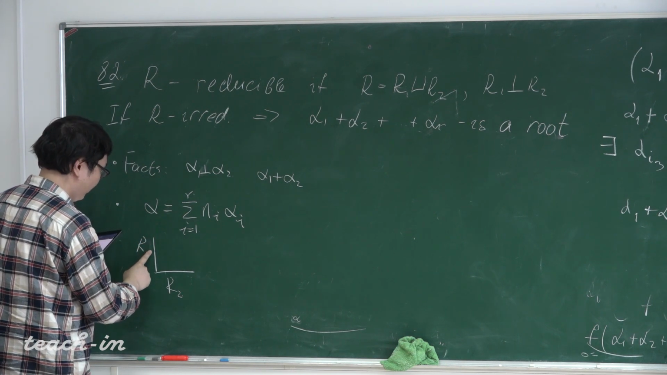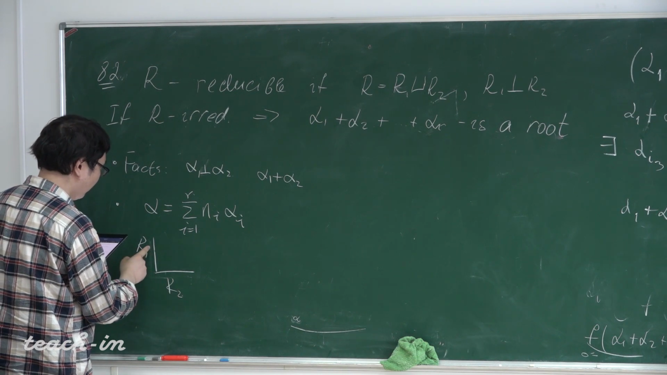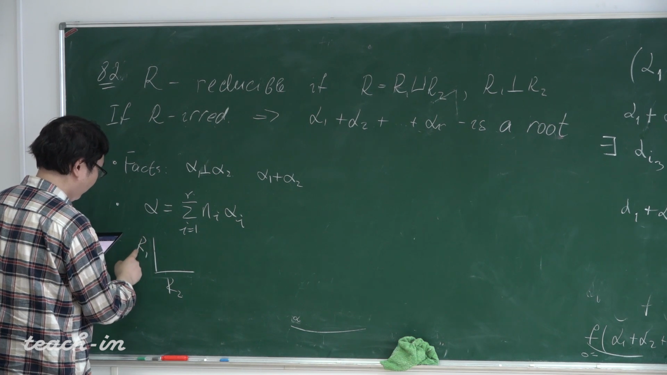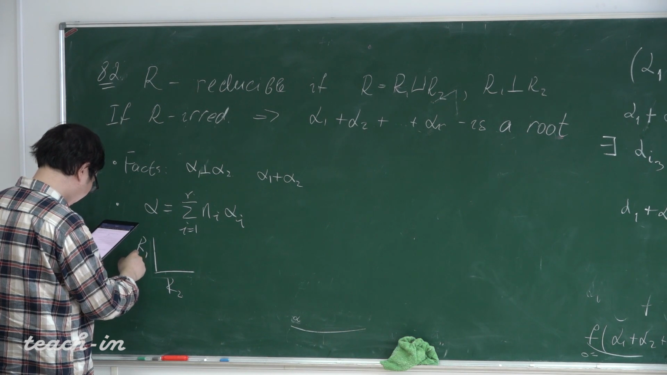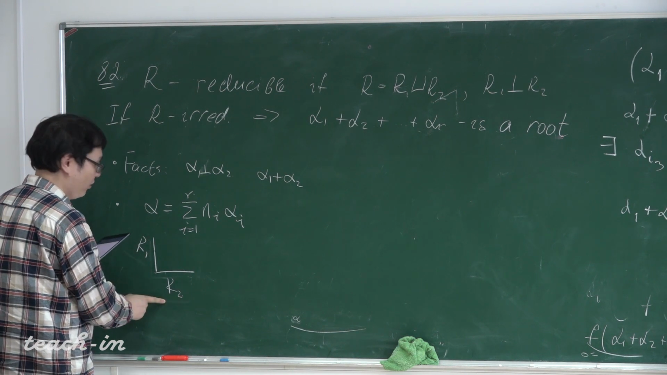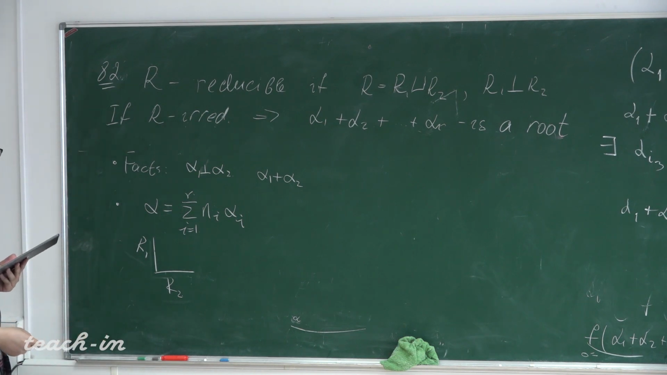We cannot find some orthogonal sets of roots such that R1 is irreducible and R2 is irreducible, and their union is the whole thing, and they are orthogonal. Yes, but this is just by definition of an irreducible root system, you cannot find them. So nothing to prove yet.